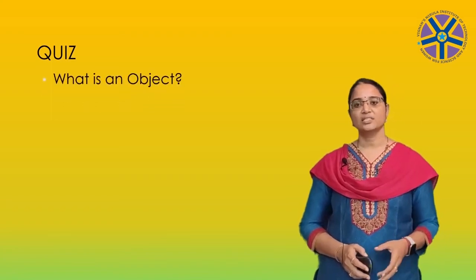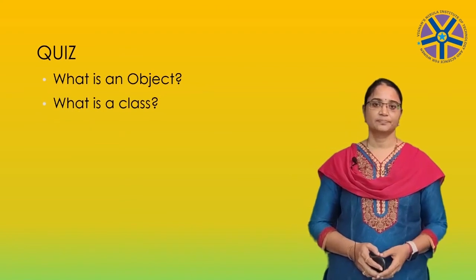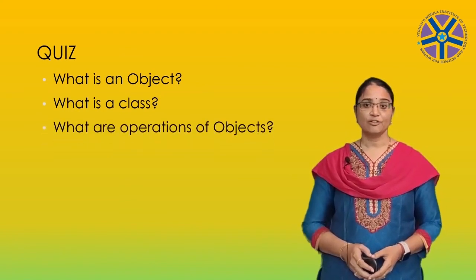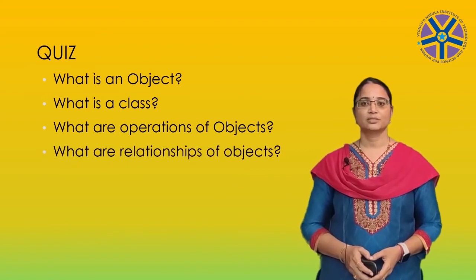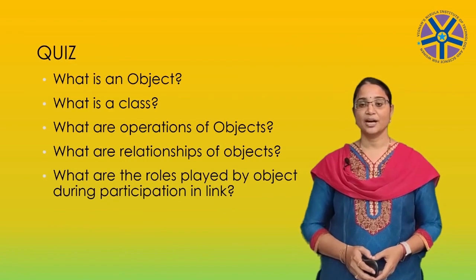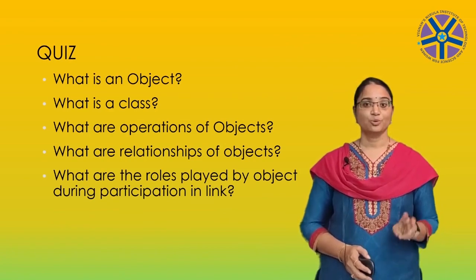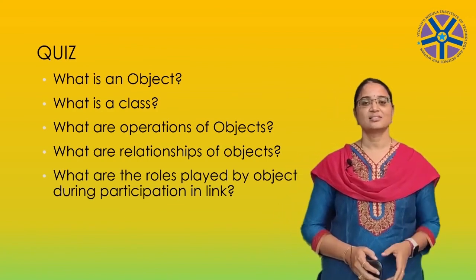And now coming to the quiz part. In the quiz part I have given some questions. Those are: what is an object? What is a class? What are operations of objects? What are relationships of objects? What are the roles played by an object during the participation in a link? I told the 3 roles. If you can remember those 3 roles, you know the answer.